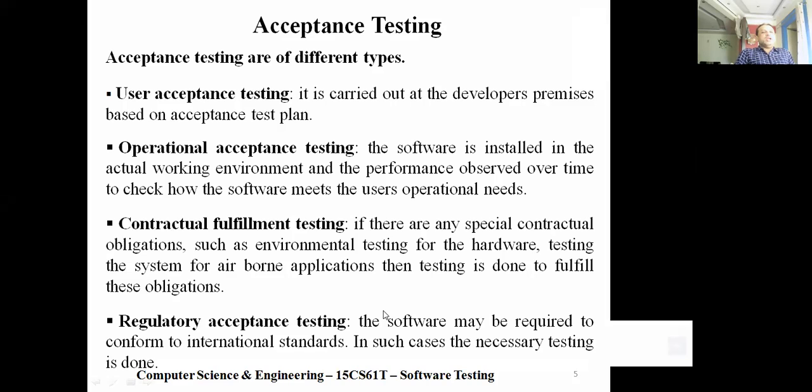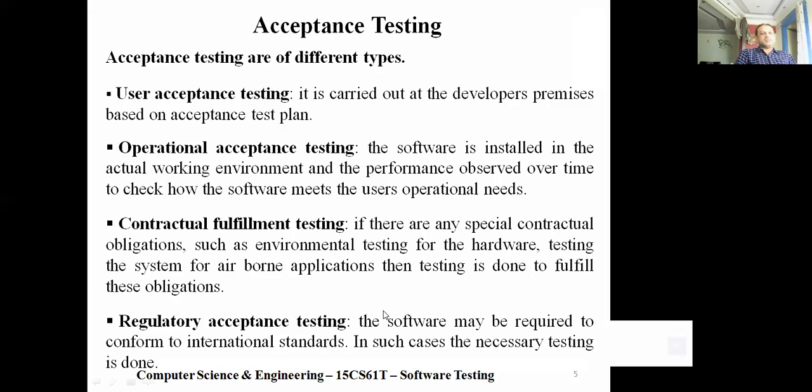Next is regulatory acceptance testing. The software may be required to conform to international standards. In such cases, the necessary testing is done. So your software should accept the standards given by the company or the country. So if you're developing it for an international, multinational company, it has to meet those standards. So whether those standards are being met or not, we test it. That is what we call regulatory acceptance testing. Right? Fine. So these are the different types of acceptance testing.